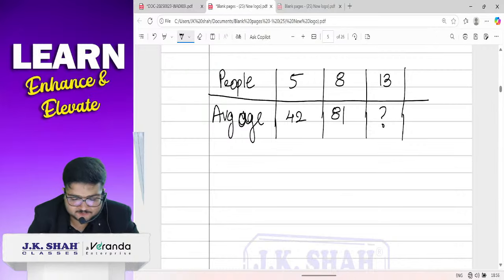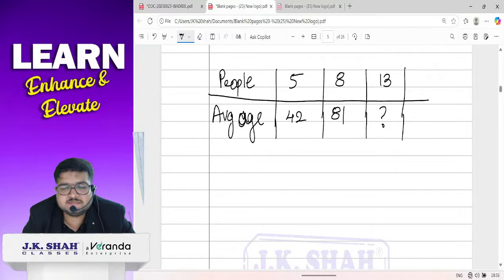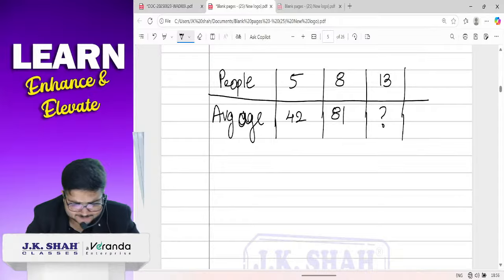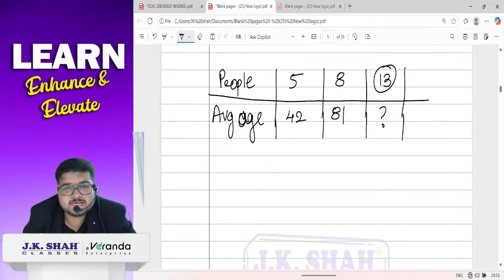Sir, how can we find out? Can we add 42 plus 81? No, you cannot add. This is not that simple. Otherwise they won't ask you such a question. So how can we solve that? For example, I have to find the average age of 13 people.